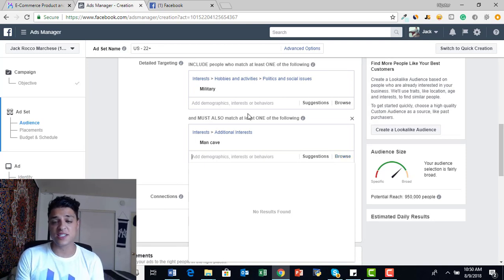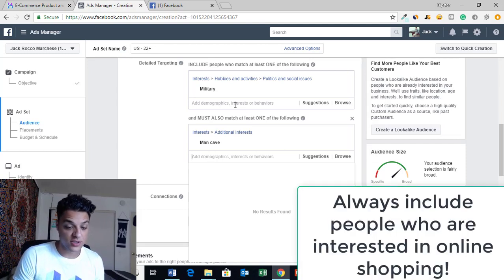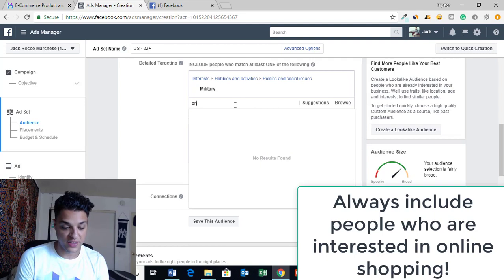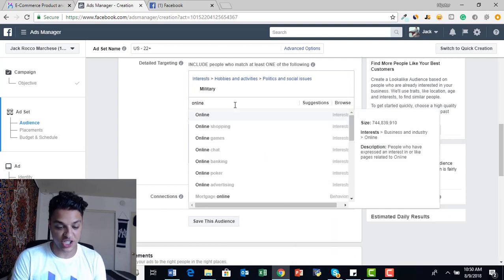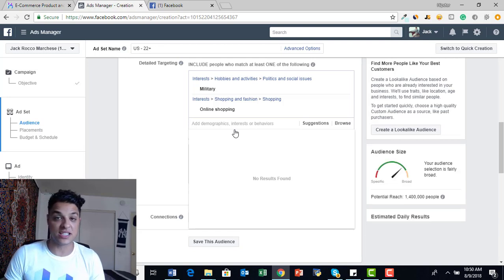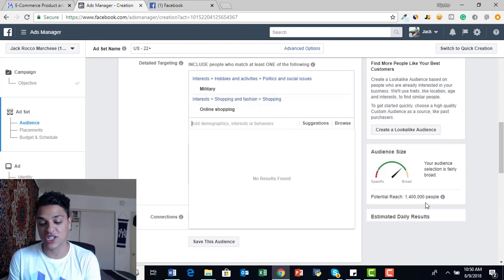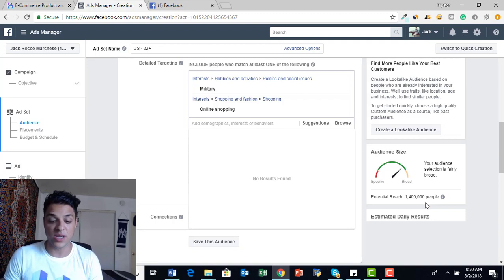So these are the interests. This is probably the targeting I would go with. I would probably also put a detailed targeting for people who have an interest in online shopping. So we can actually put that up here in this category. So we can say online shopping. So these are people who have actually shown that they will spend money online and purchase products online. Those are the kind of people we want to be targeting, right? So we could see once we added they're interested in online shopping, it actually boosted that potential reach up to almost 1.5 million people. Now that's a really good audience that I like.